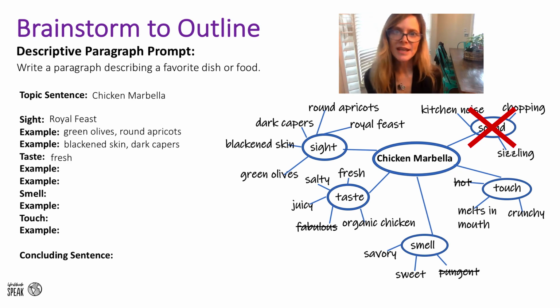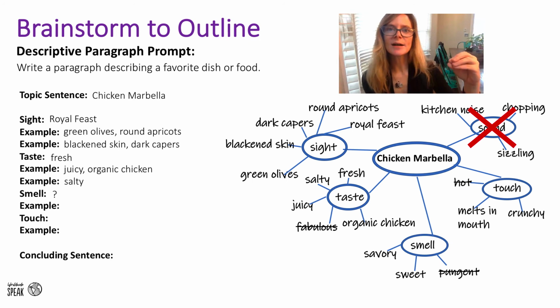And then I'm going to talk about the taste. That's fresh. And why is it fresh? Because I've got juicy organic chicken, and it's also kind of salty, which brings out the flavors. Then I'm going to talk about the smell. I'm not exactly sure how I'm going to introduce the smell yet. So I just put a question mark, which is totally fine. Because when I start writing my first draft, the idea might come to me, but I know I need something there, which is so awesome about having an outline, because I know it's like a placeholder for something, right? I know I'm going to need a sentence there to introduce smell.